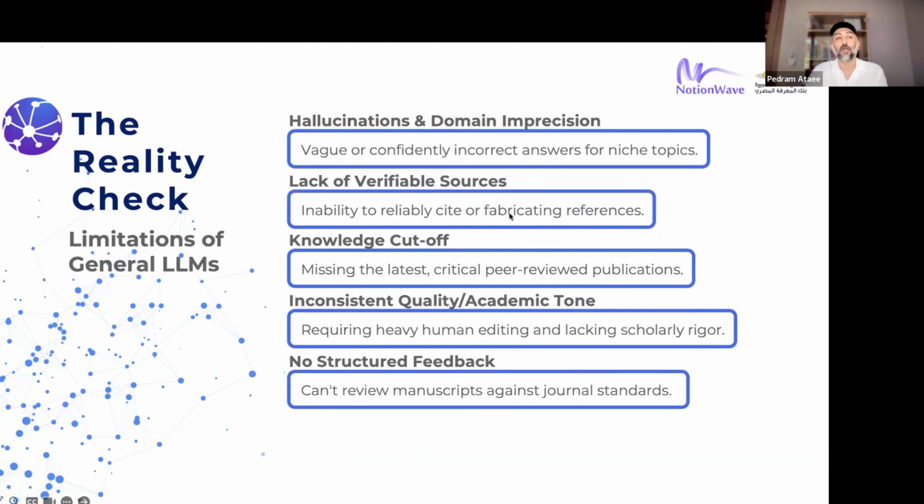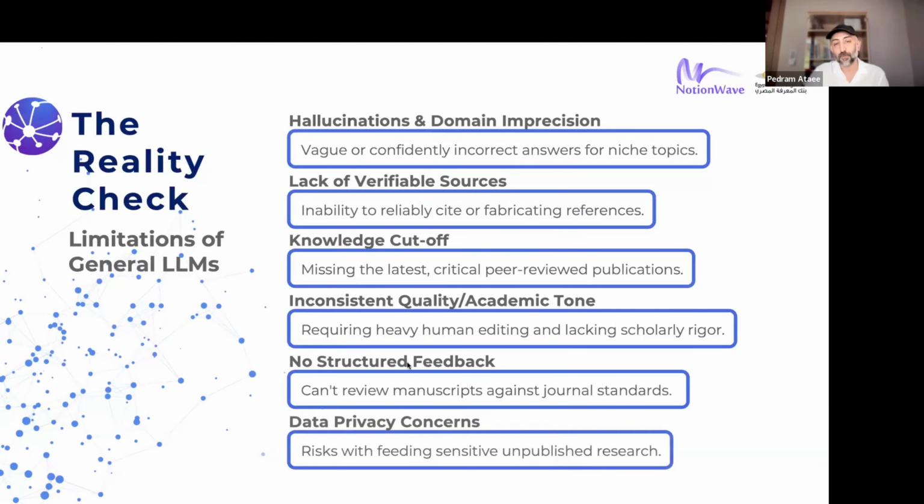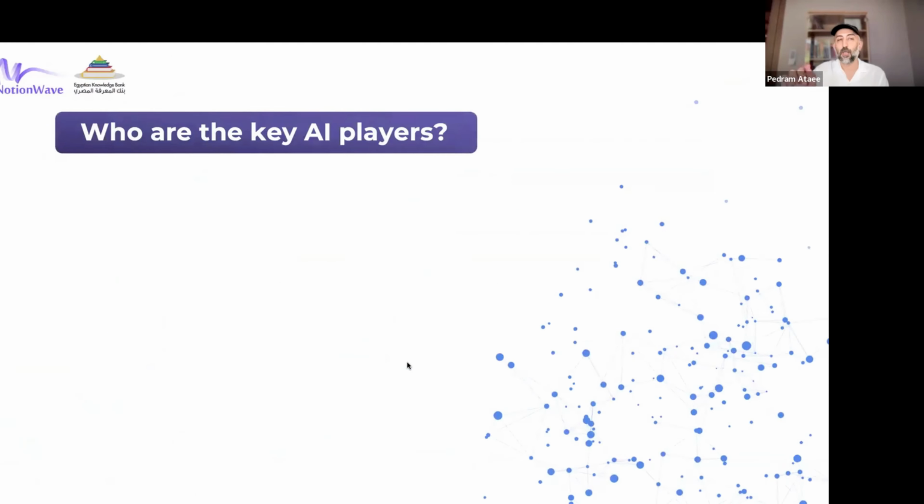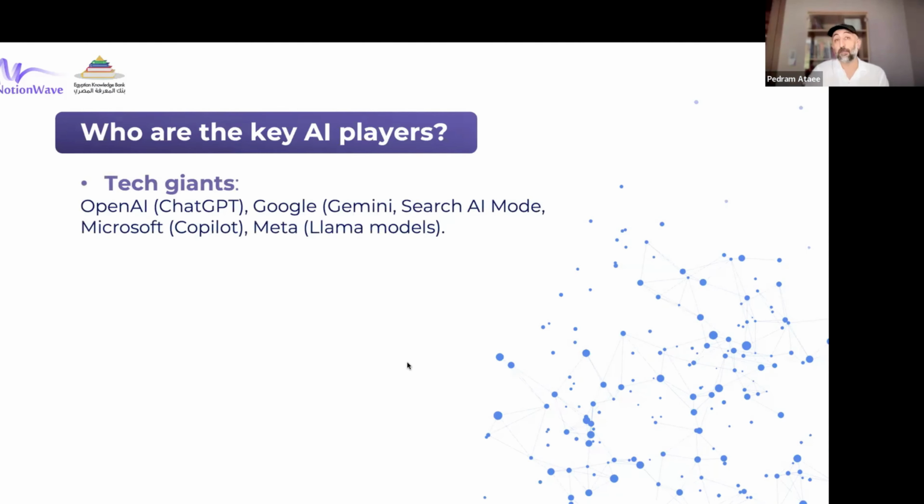These are the limitations of the general AI tools out there. Obviously, there are some data privacy concerns that we are going to cover more in the sessions. So we covered what is AI, what is trustworthy AI, how we can build this trust with AI, what the limitations of AI are in general, but who are the key AI players in the field?